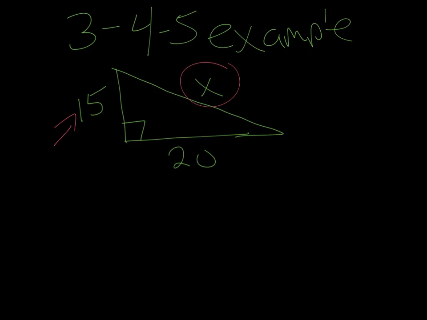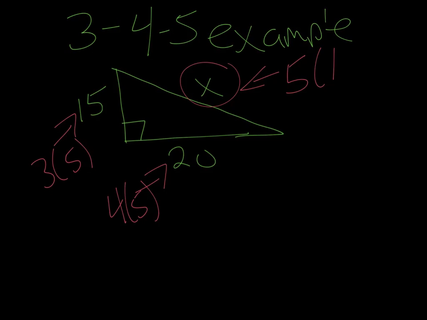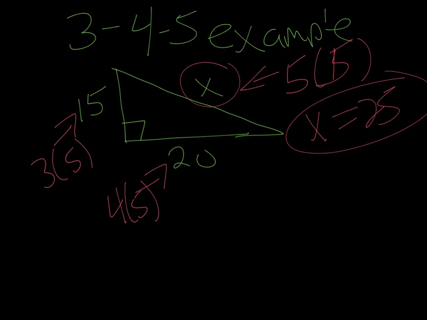I could note that 15 is 3 times 5. And I could also note that 20 is 4 times 5. Therefore, this must be a 3, 4, 5 triangle. And I know that x has to be 5 times 5, which would mean that x equals 25. Now that just gives me a shortcut. You can use Pythagorean theorem and you would just as easily get to 25, but this allows us kind of a jump to get there a little quicker.